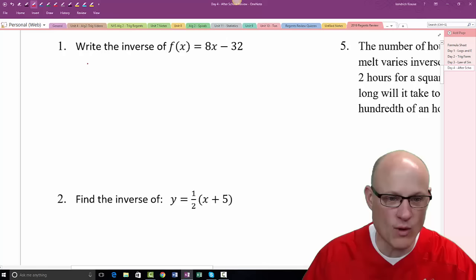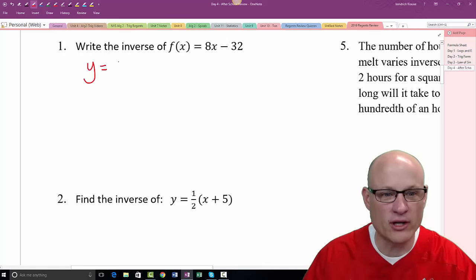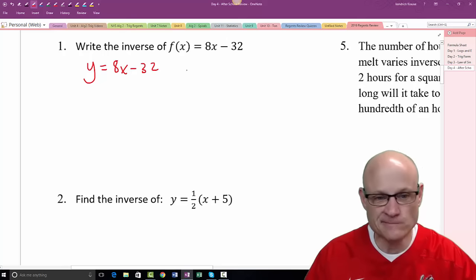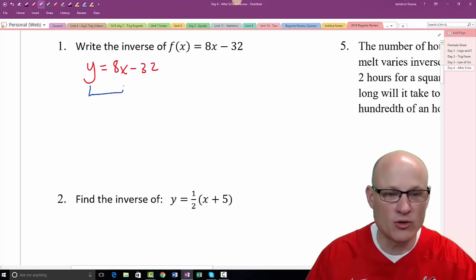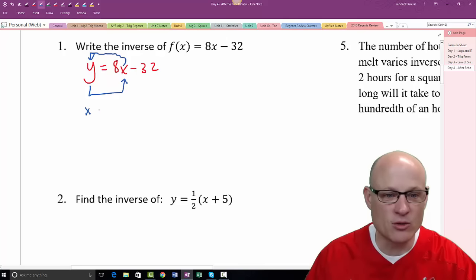First of all, I don't even have a y, so let's write it with a y, just so you don't get all confused. y equals 8x minus 32. Okay. Now we're going to switch the x and y, so just the y comes over here, and just the x, boom, pops over there. So we get x equals 8y minus 32.